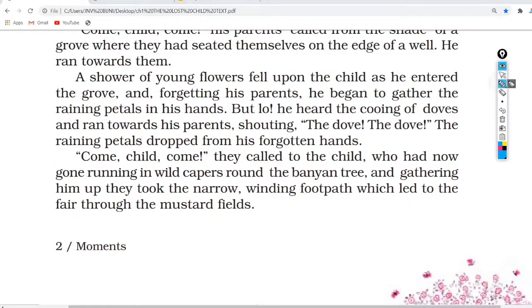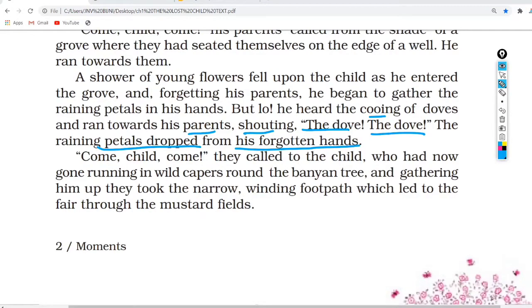Let us see now. A shower of young flowers fell upon the child as he entered the grove, and forgetting his parents, he began to gather the raining petals in his hands. But lo, he heard the queen doves, and ran towards his parents, shouting, "The dove, the dove!" The raining petals dropped from his forgotten hands.